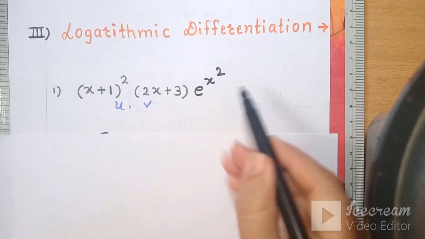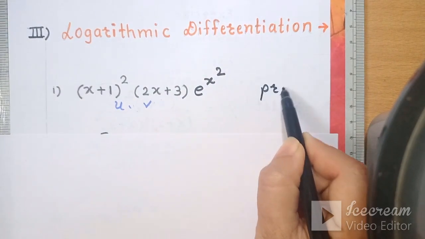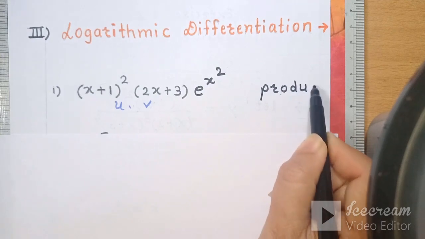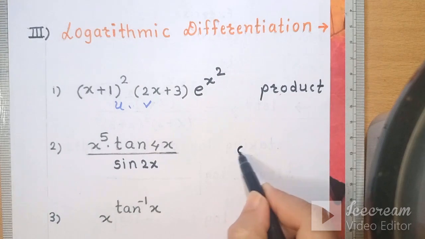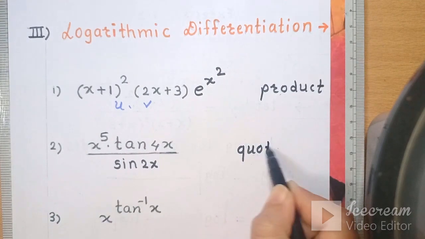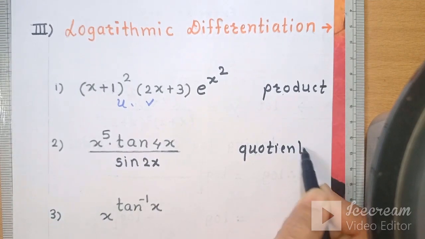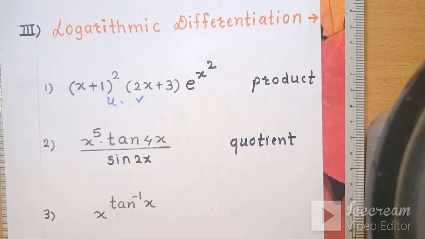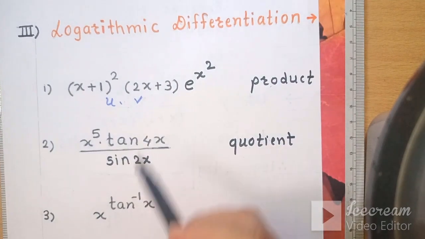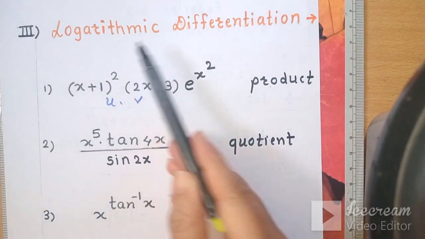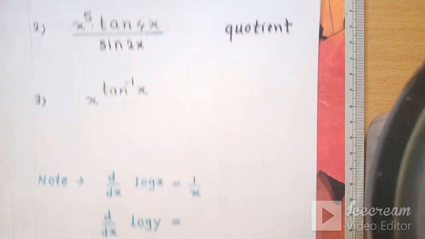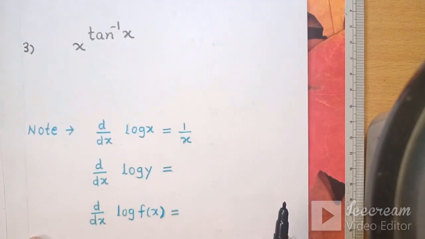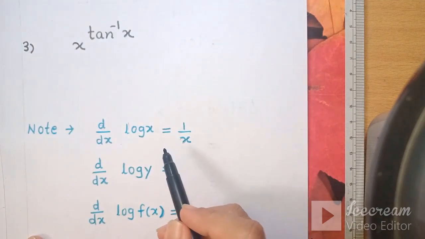So if the function is in product form, or in quotient form, or a function raised to a function, in these three cases we use this method, logarithmic differentiation. Now here we are using these three formulae. Actually, we are familiar with this.